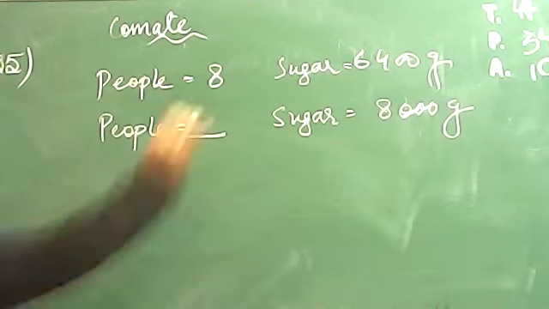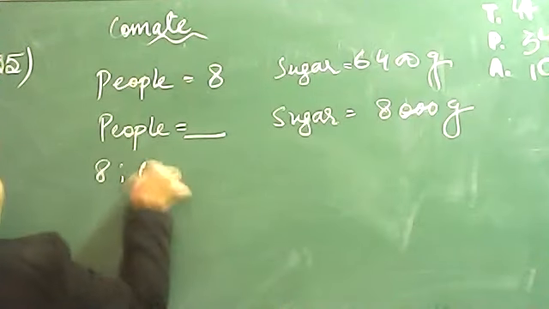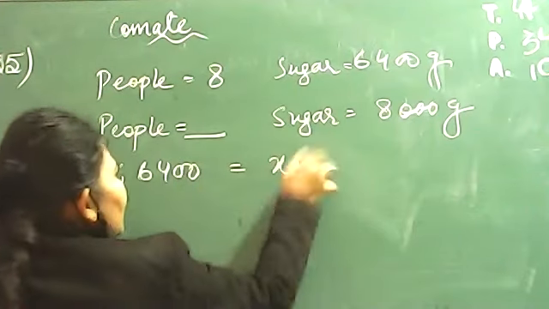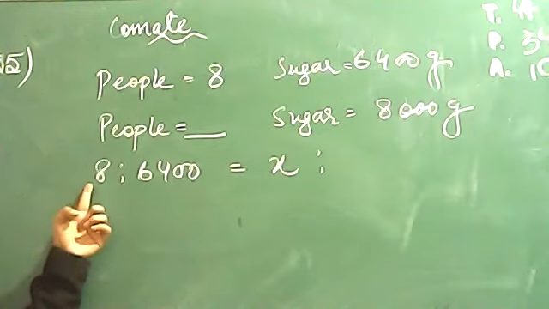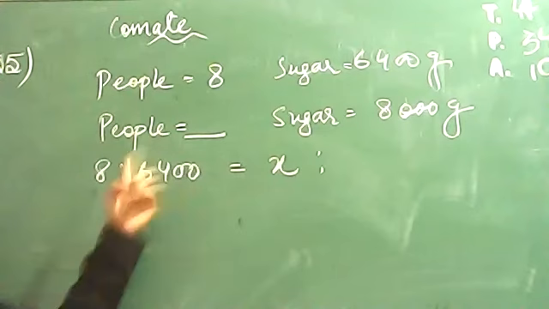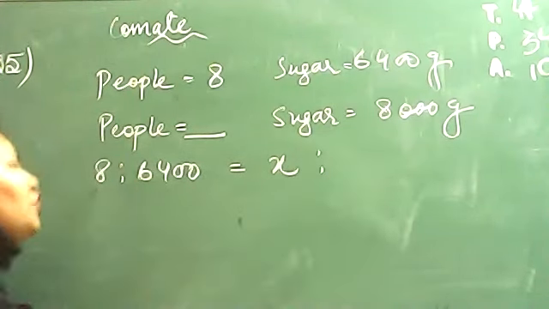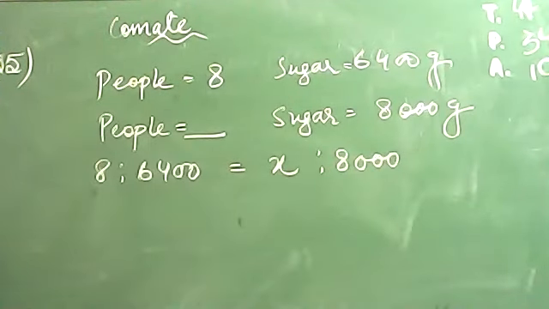Now in this ratio form itself we have to take out this. So it means 8 ratio 6400 is equal to people, we don't know, because here it is people. If you write people in the beginning, then remember here also people should be at the beginning, okay? And if you are writing sugar here, then here also sugar will come later, okay? So what will come here? 8000. How 8000? 1 kg is equal to 1000 gram, no?